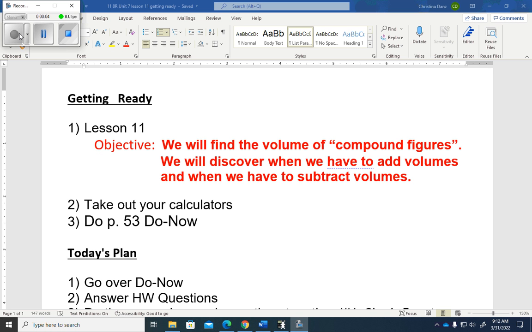So we're working on lesson 11. We're still working with volume, but today we're going to find the volume of compound figures. That means that we will have some three-dimensional shapes that are maybe attached to each other, therefore we have to add the volumes together. Or maybe there are some three-dimensional shapes that are one within the other, therefore we have to subtract to find the volume that's remaining. So that's what we're in for today. Make sure you have your calculators out, and let's get doing the do now.